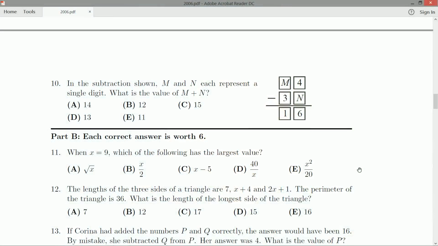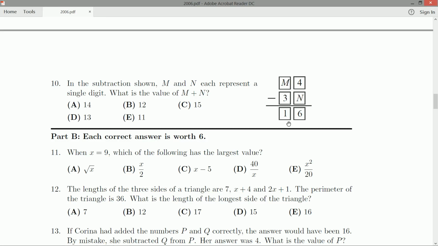Alright, question 10. In the subtractions shown, m and n each represent a single digit, so m could be 9 and n could be 2, but you could never have n be something like 11 or 12. That has multiple digits. So each of them represents a single digit. What is the value of m plus n?